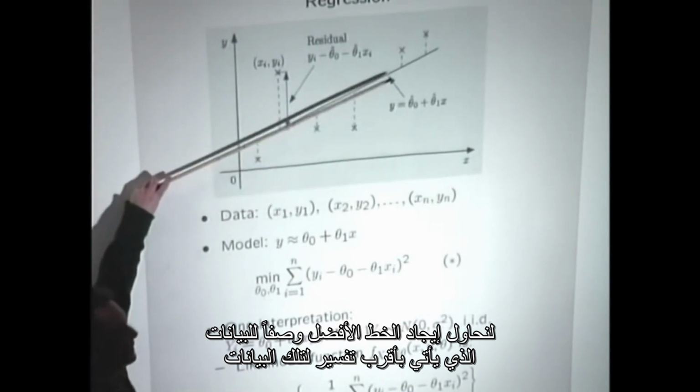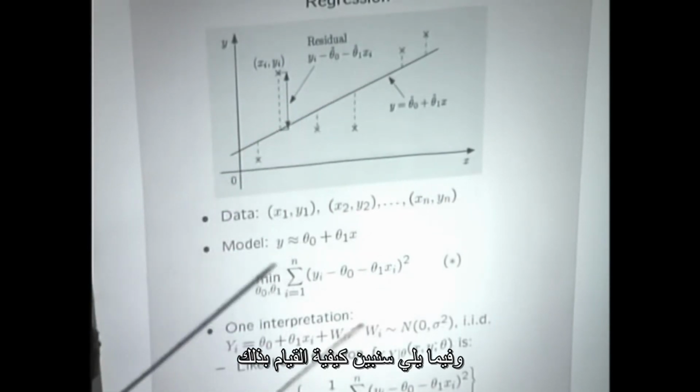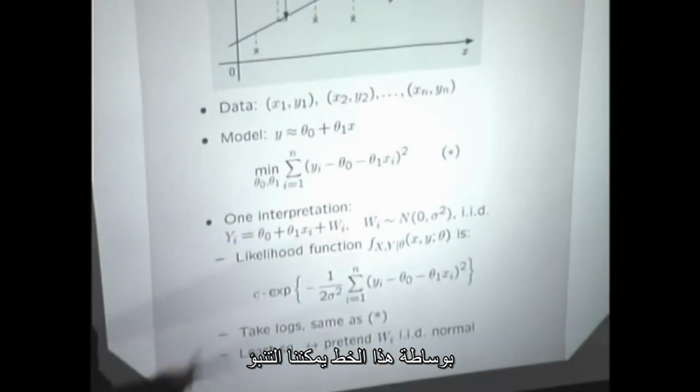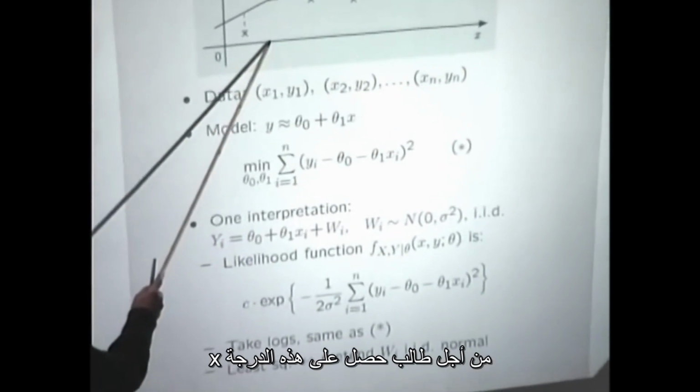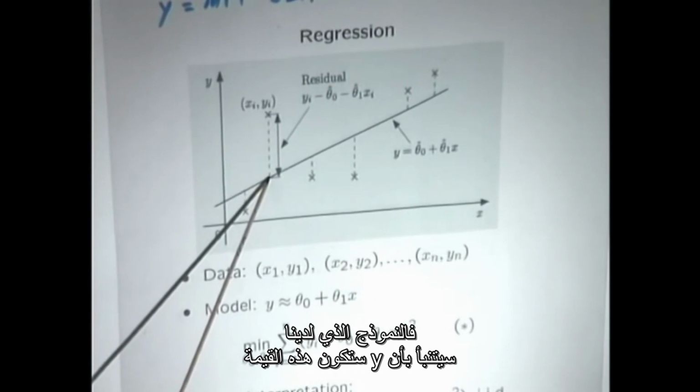So let's try to find the best line that best describes, that comes closest to explaining those data. And here's how we go about it. Suppose we try some particular values of theta 0 and theta 1. These give us a certain line. Given that line, we can make predictions. For a student who had this x, the model that we have would predict that y would be this value.